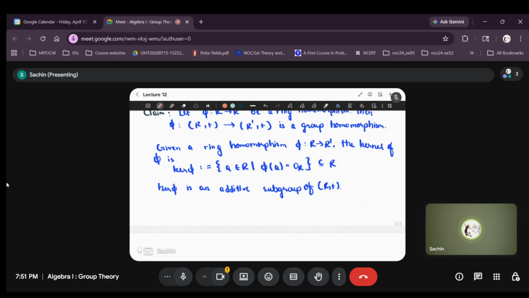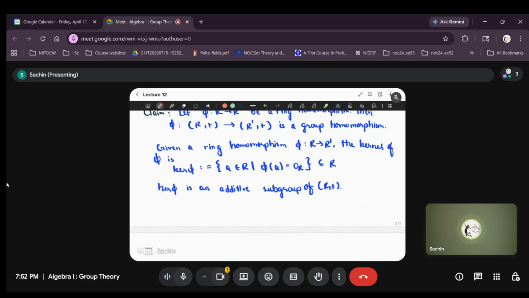Yes. Unless the ring is simply the trivial ring where 0 and 1 are the same, as long as 0 and 1 are different, then we must have phi of 0 is 0 and phi of 1 is 1. So phi of 1 cannot be 0. That means 1 cannot belong to the kernel. The kernel is the set of elements that are mapped to 0, right? So 1 is not in the kernel, and the kernel cannot be a subring.